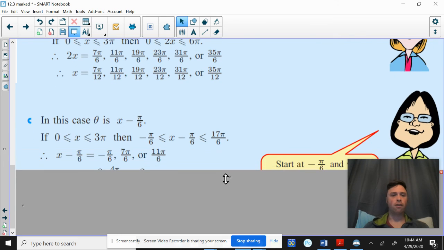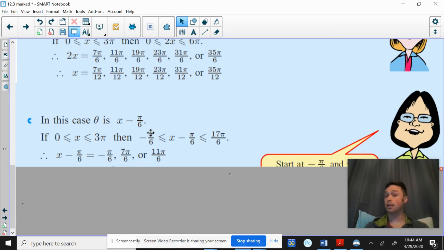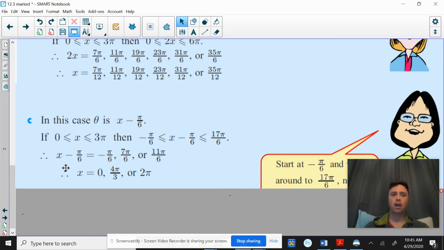And then if I find my solutions, this is going to give me three solutions here. I still have 7 pi over 6 and 11 pi over 6. I now have to include negative pi over 6. If I subtract 2 pi from 11 pi over 6, that gives me negative pi over 6, which is in this new modified domain. So I have those three. And then again, same idea, I have to finish by isolating the x. So I have to add pi over 6 to both sides of the equation. And that gives me these three solutions here: 0, 4 pi over 3, and 2 pi.